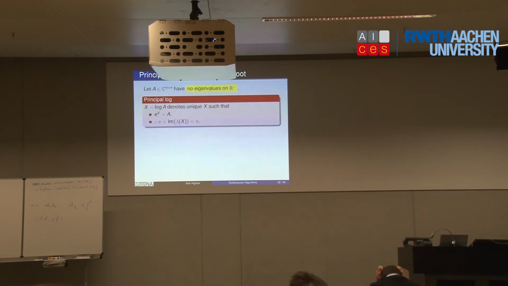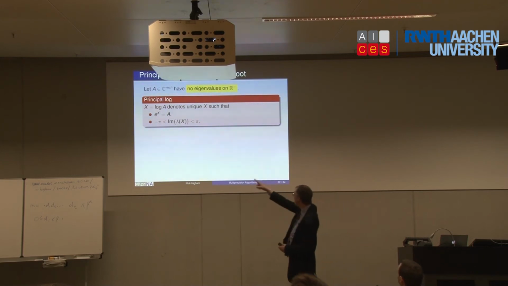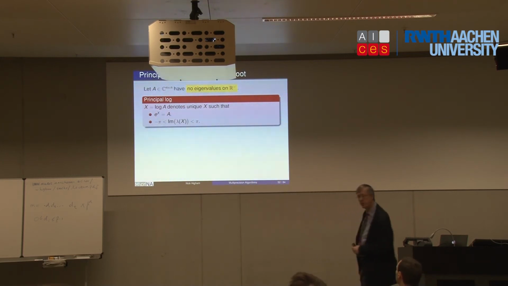Well, let me assume that my matrix is square, of course, but it has no negative real eigenvalues. So I'm ruling out the negative real axis as the place where eigenvalues can lie. A log is a matrix X for which the exponential of X is A. So you give me A, and I've got to find an X so that e to the X is A. There are many such X, but I want the one whose imaginary parts of the eigenvalues lie between minus pi and pi. That's the so-called principal logarithm.